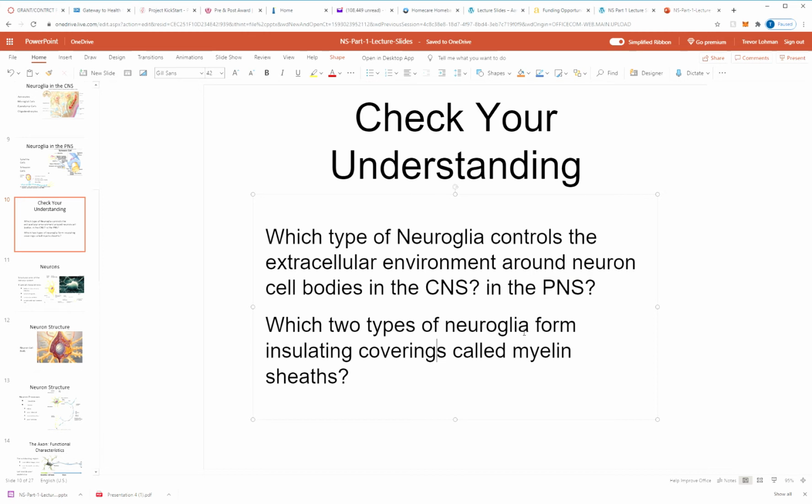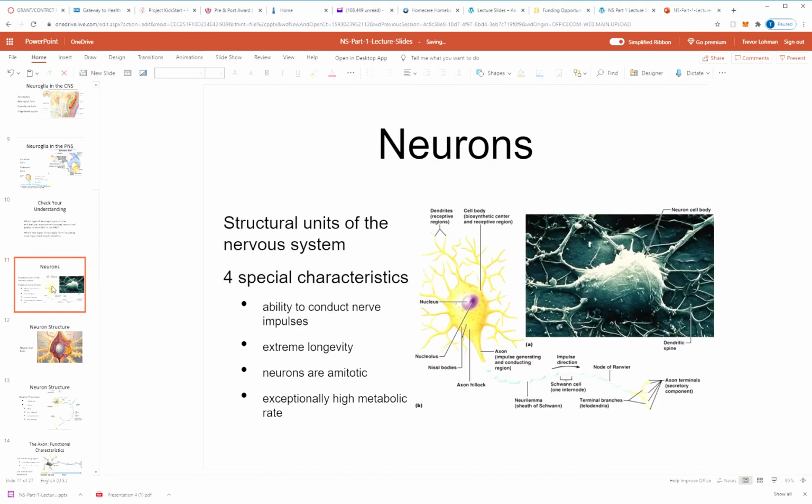Now, which two types of neuroglia form insulating coverings called myelin sheaths? In the central nervous system, myelination is done by the oligodendrocyte. In the peripheral nervous system, myelination is done by the Schwann cell. All right.